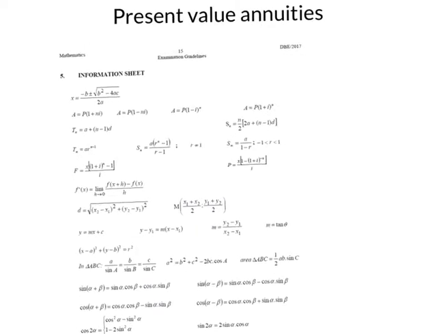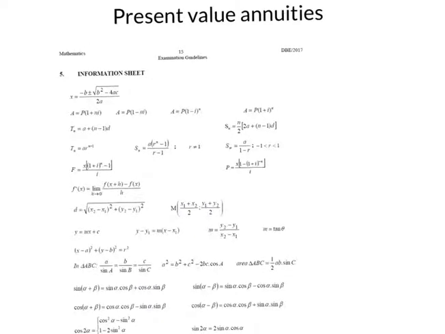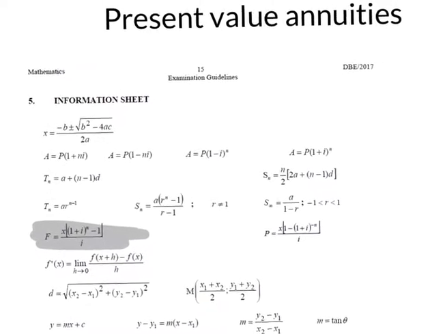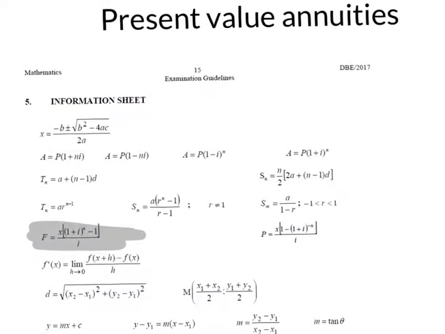Now let's discuss present value annuities. If we look at our information sheet, there are two formulas for our annuities, alright? And this is what we have seen in our present value annuities. I hope you can see it, right? Now, this is what we are going to learn now. That is present value annuities.